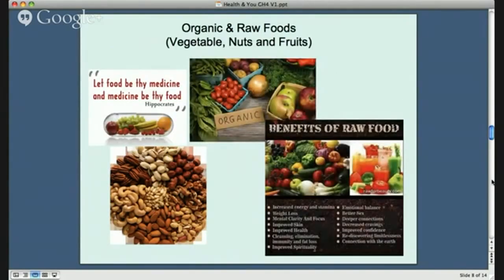Why? Because again, they cause inflammation, they cause degeneration of the body. So what should be included? Organic and raw foods, because as we said the other day, you've got lots of antioxidants in fruits and veggies and nuts, and they're good for us and nourish our body. And you can see down here the benefits of raw food: weight loss, improved skin, mental clarity, better sex.